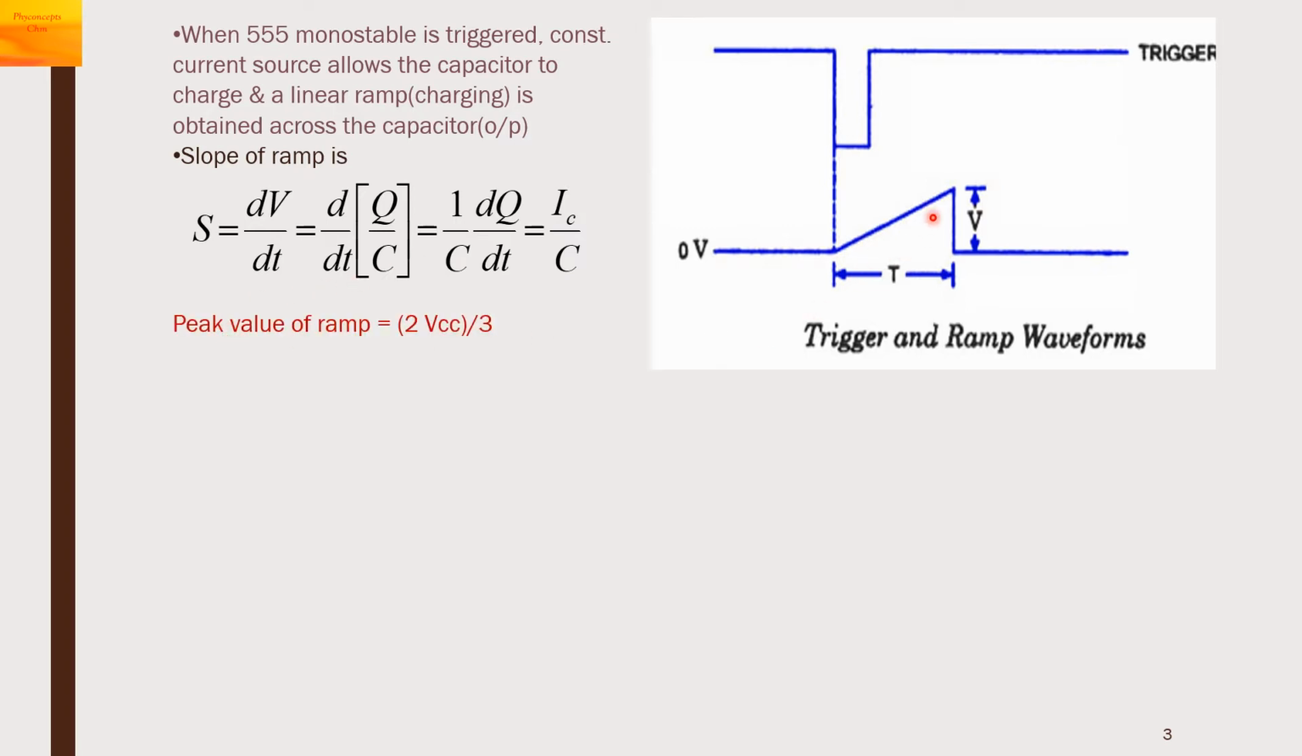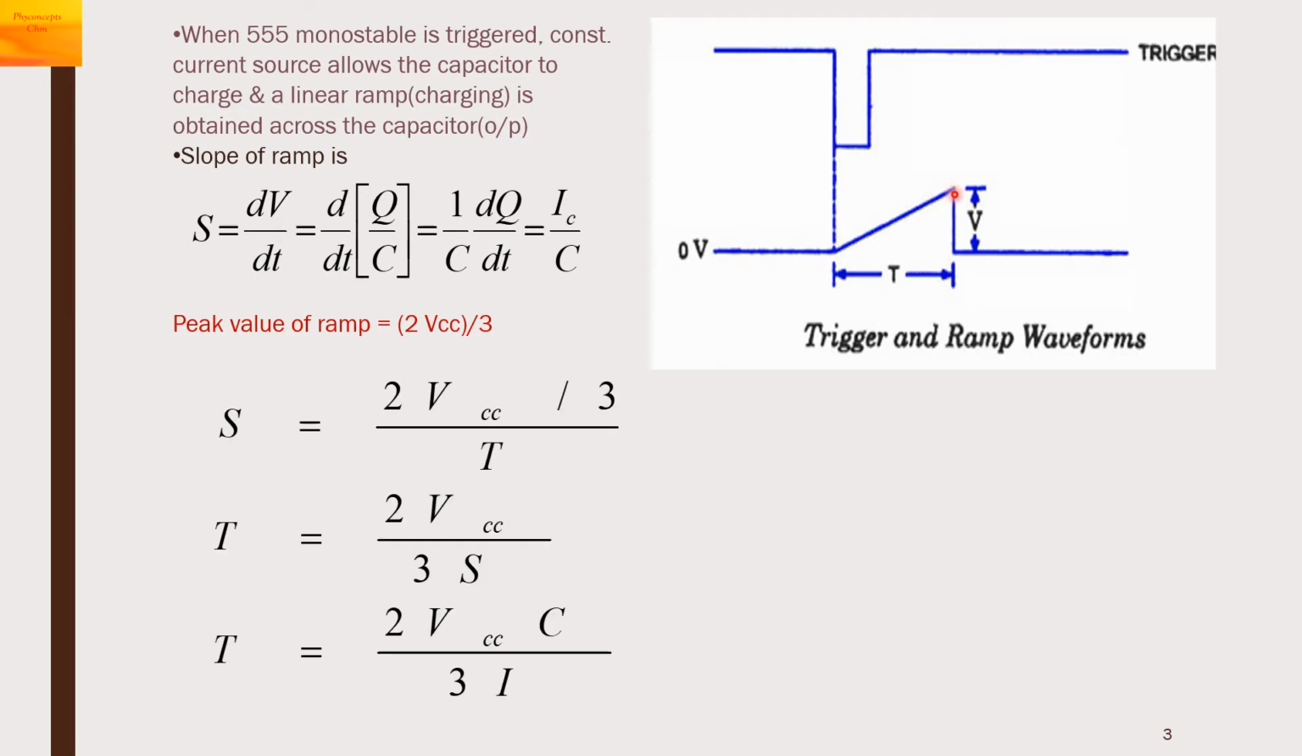The peak value of the ramp, that is the capacitor, will charge till 2 VCC by 3. So we can also write the slope as the maximum voltage, 2 VCC by 3, divided by the time period T. Rearranging this equation, we can take T on the other side. So T is equal to 2 VCC upon 3S, and then we can substitute the slope of the ramp that we have got, and we get the time period as 2 VCC into C upon 3I.